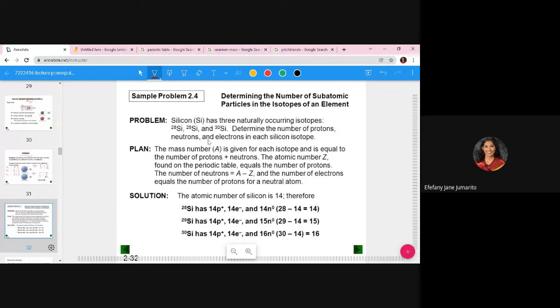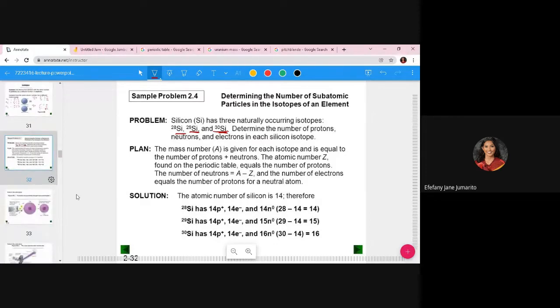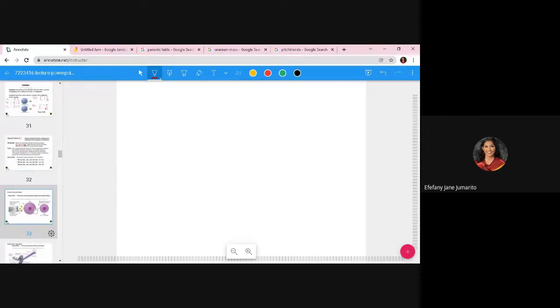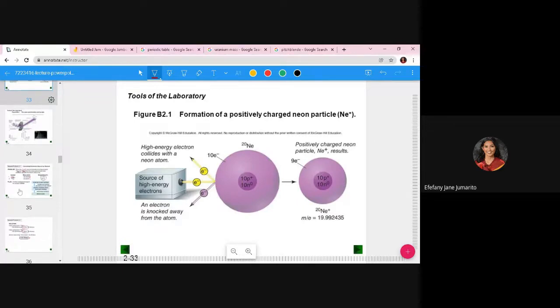Now we also have silicon: silicon 28, silicon 29, and silicon 30. You can now determine how many protons and electrons.